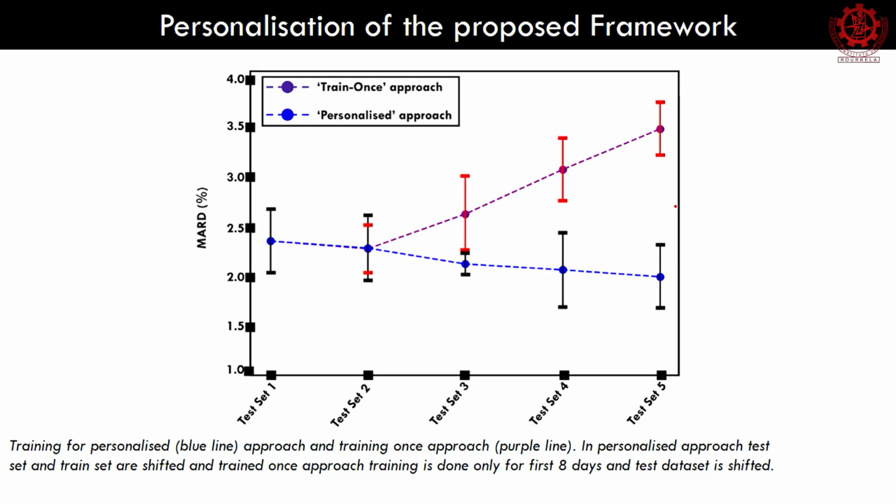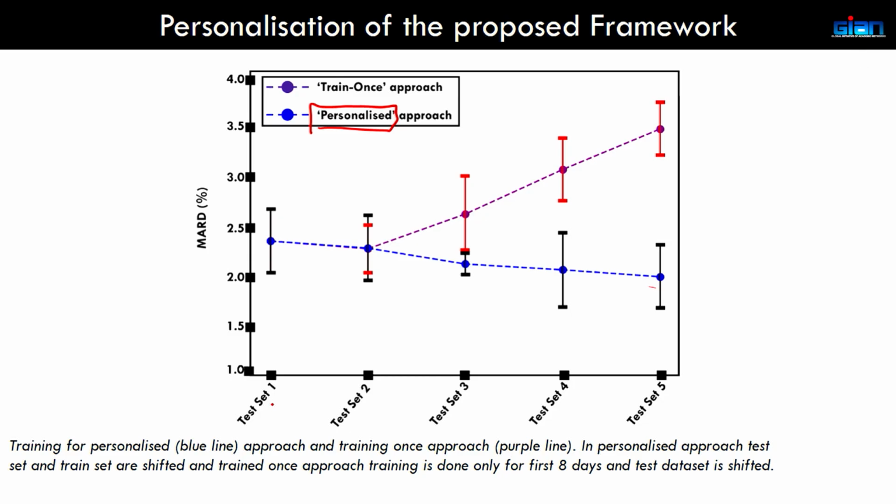Yes, so this is something which is interesting. This specific model we actually evaluated, let's say you are training. Should you train your model once and keep on using it, or should you update it on a regular basis? This plot shows that if you go for a personalized approach or a regular update approach, your MARD keeps on reducing, or you are able to maintain the MARD well. But if you don't do that, your MARD will eventually increase.